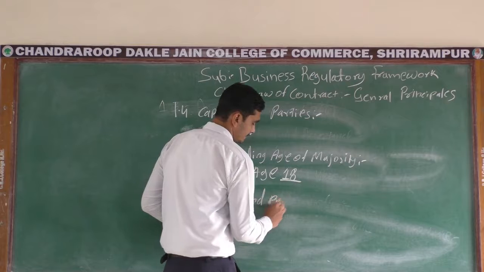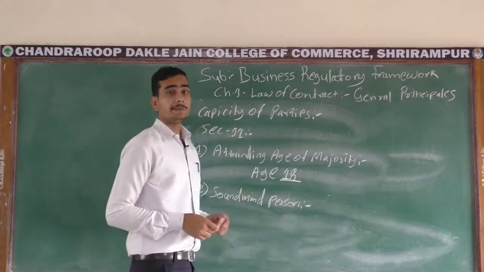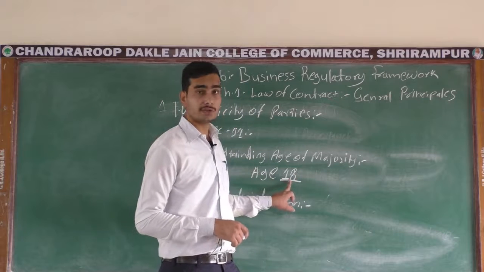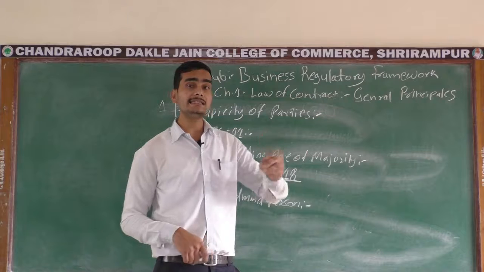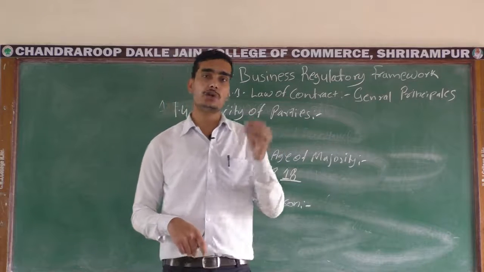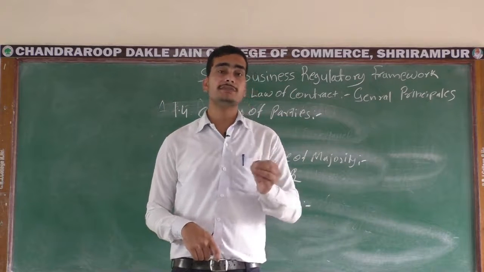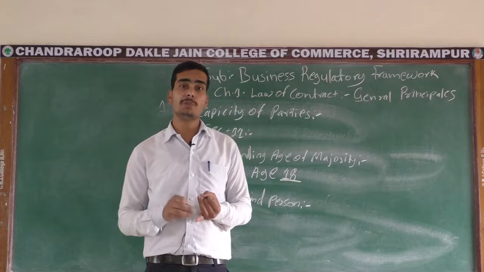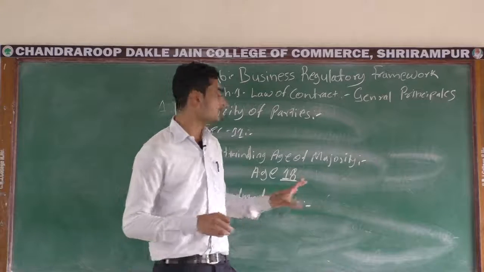Sound mind person. A sound mind person is a person who attains the age of 18 years, and is conscious and able to make decisions in his own favor and interest.